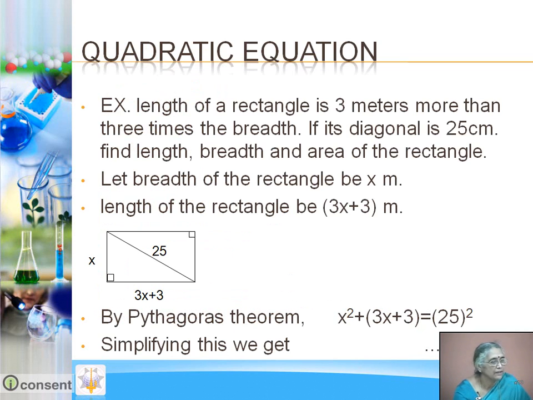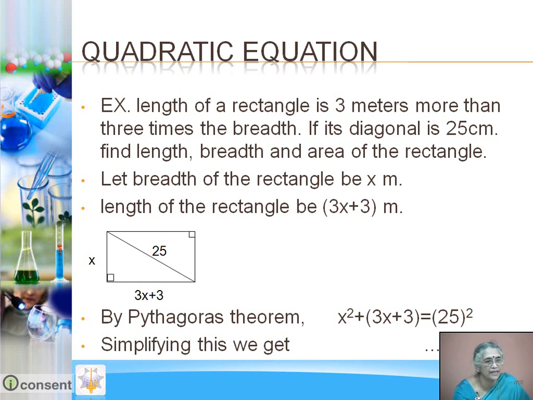Now let us take one more example. You are given length of a rectangle is 3 meters more than 3 times the breadth of the rectangle. If its diagonal is 25 meter, find length, breadth and area of the rectangle. Now here, length of rectangle is given in terms of breadth. So we assume breadth of rectangle is x meter. And length of rectangle obviously is 3x plus 3 meter.